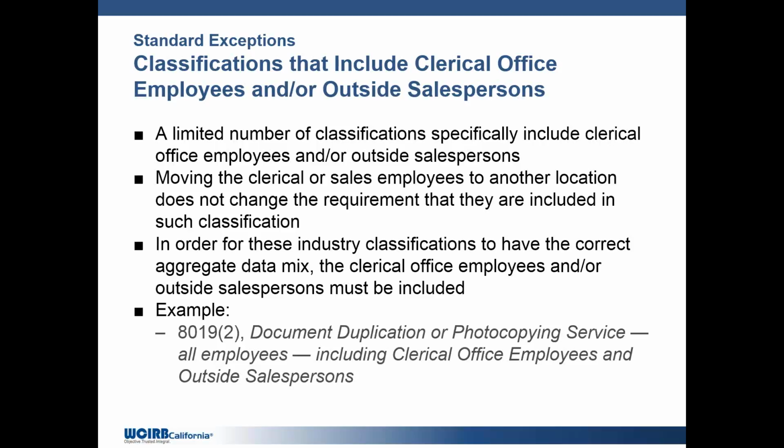A limited number of classifications specifically include either clerical office employees or outside salespersons, or both. Industry classifications are generally structured in this way when it may be difficult to accurately identify pure clerical or outside sales employees for some employers in that industry. When a classification specifically includes clerical or outside sales employees, it is not possible to avoid this requirement by moving them to a separate location.